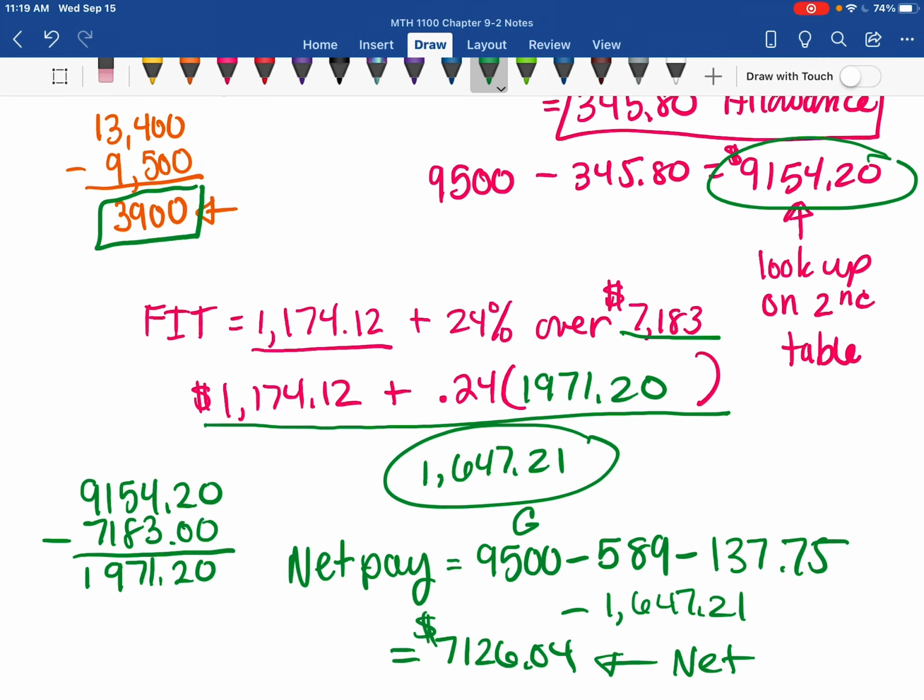So this is the gross. I'll label it. The $9,500 is the gross. This is the Social Security. This was the Medicare. And then this number here was the federal income tax. And then again, if the problem says something about state taxes with the percentage, you want to make sure you include that in your deductions.